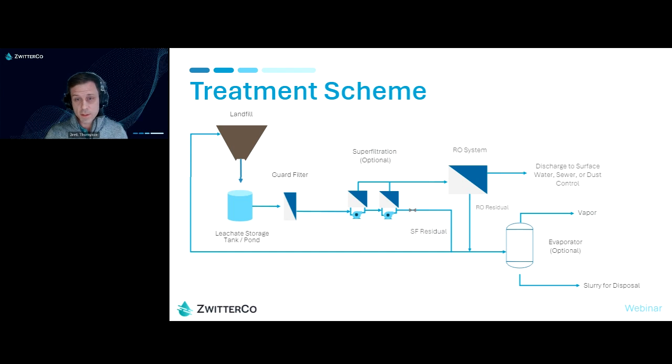From there, the residual from both the RO and the superfiltration can go different ways. You could recirculate it back into the landfill, which is what a lot of landfills do. Essentially, you're dewatering the landfill by sending a small proportion back to the landfill. Or you could send that residual to a thermal evaporator for further reduction of flow. And from that point, you could either send the slurry back to the landfill or take it elsewhere.